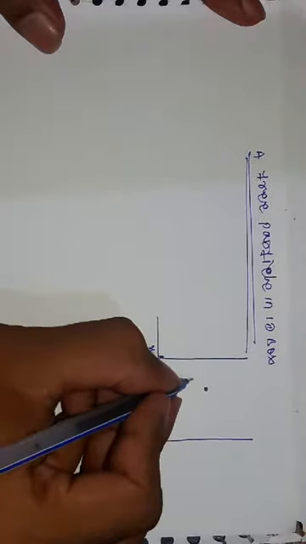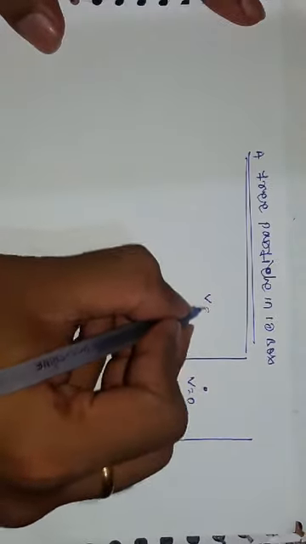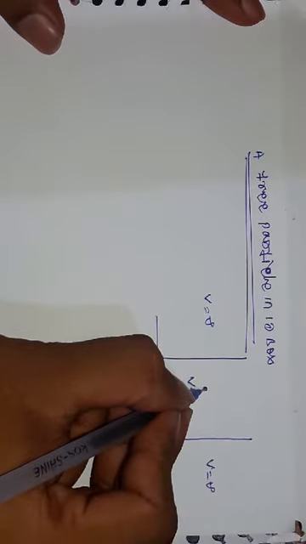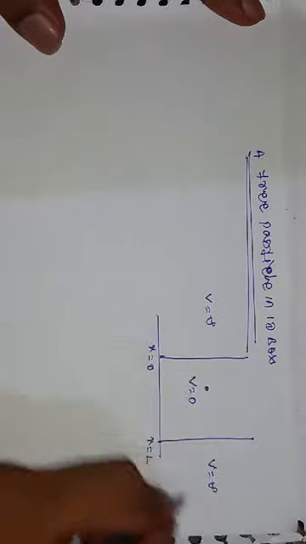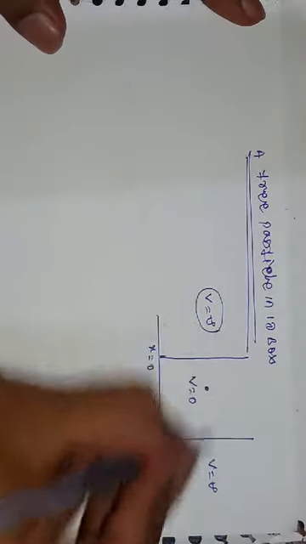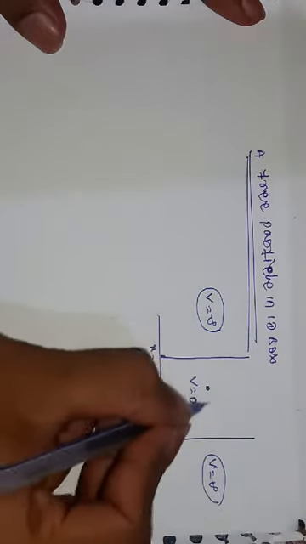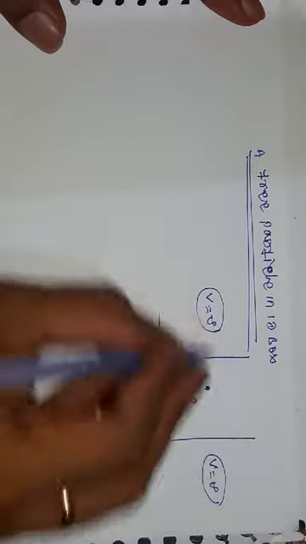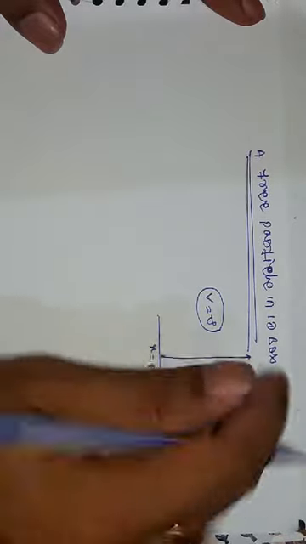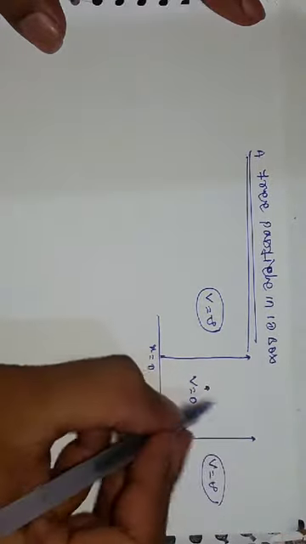That implies a free particle, so the potential is equal to 0 inside the box, and outside the potential is infinity. The particle cannot go outside because of that infinite potential. So the potential is infinity outside and 0 inside the box, and these two walls act like infinite walls for that particle.